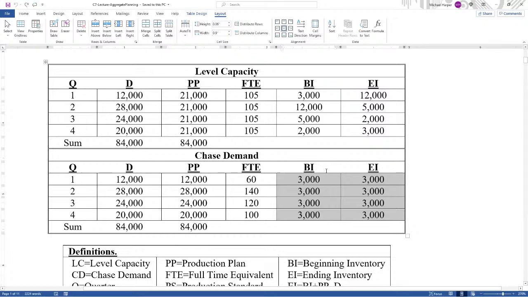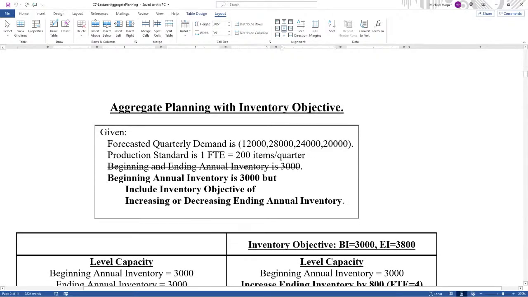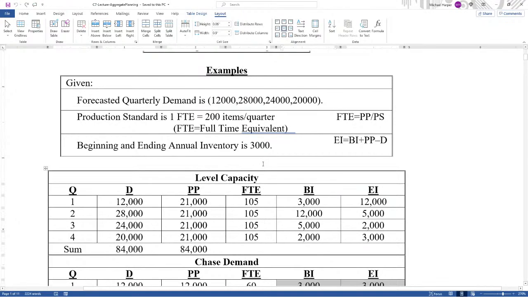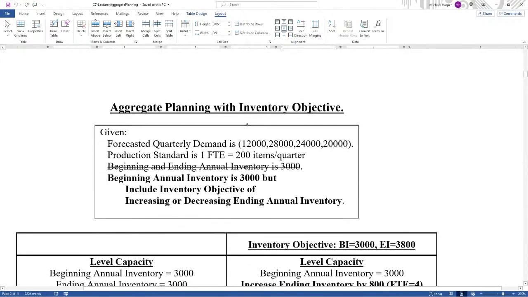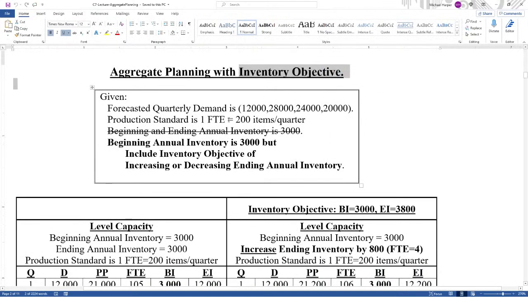So we looked at characteristics, we looked at strategy, we looked at equilibrium equations. One thing we haven't looked at is cost. So let's look at our objectives. Let's do objectives, let's do cost. So let's look at an inventory objective. We can achieve different objectives within aggregate planning.